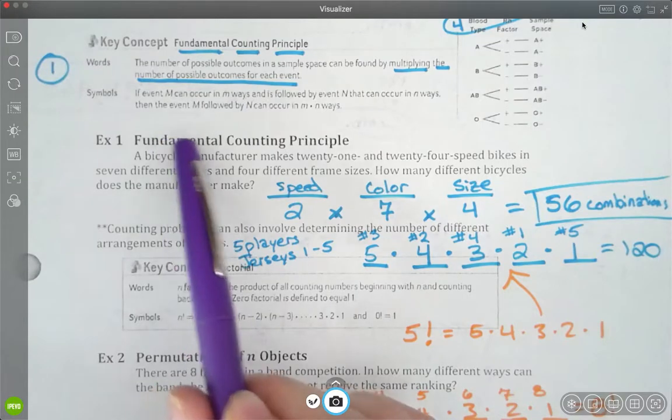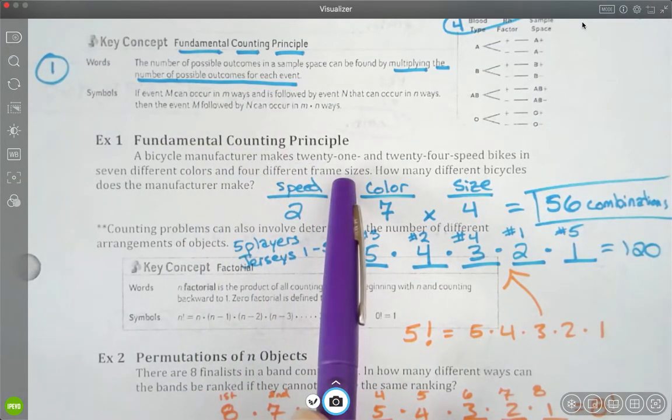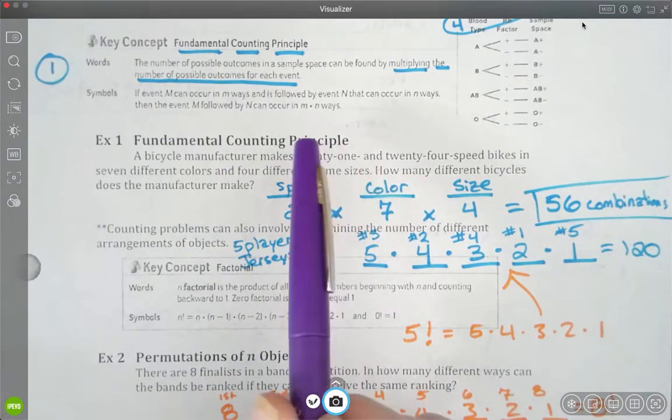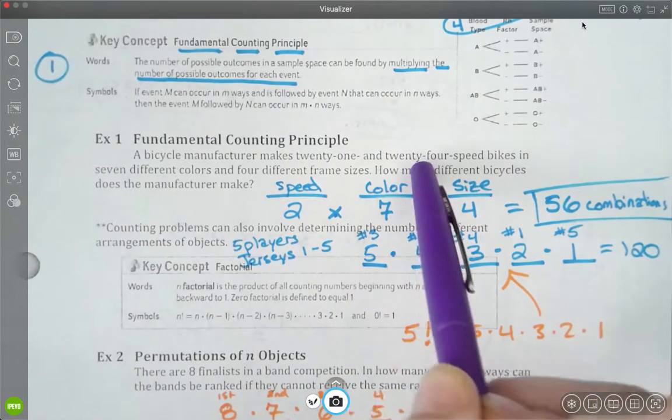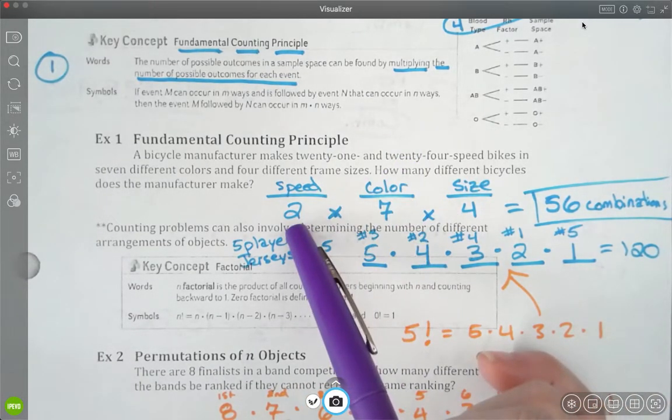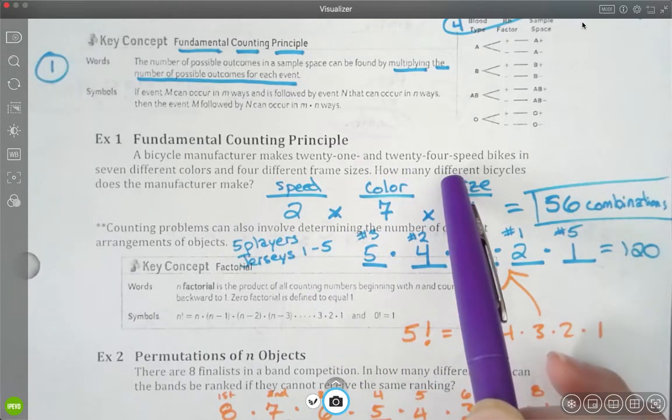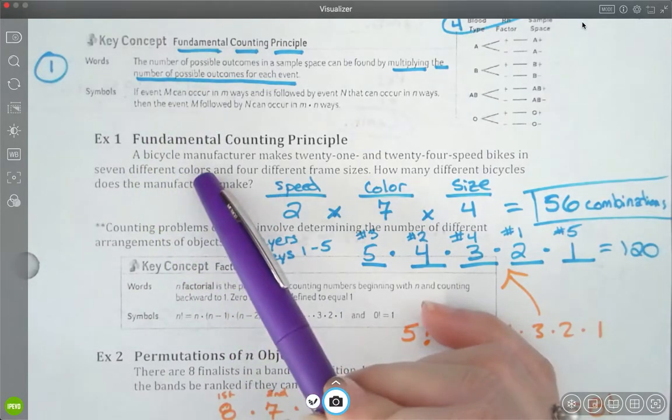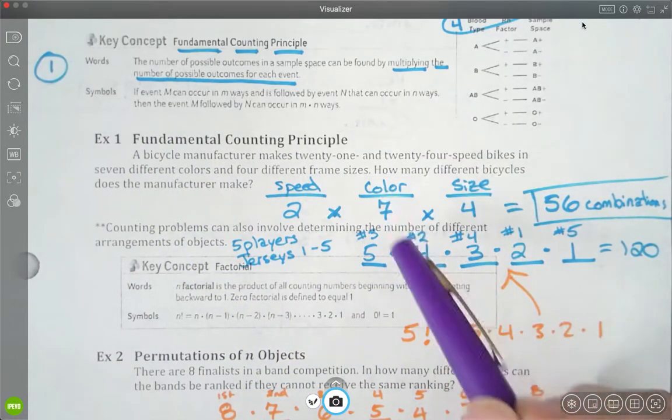So a bicycle manufacturer makes 21 speed and 24 speed bikes, okay? Don't let the 21 and the 24 confuse you, because those are just 2 different types of speeds that are listed, all right? 21 speed and 24 speed bikes, okay? There are 7 different colors and then 4 different frame sizes. So those are different categories.